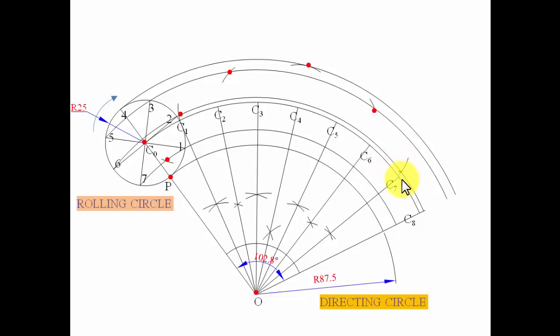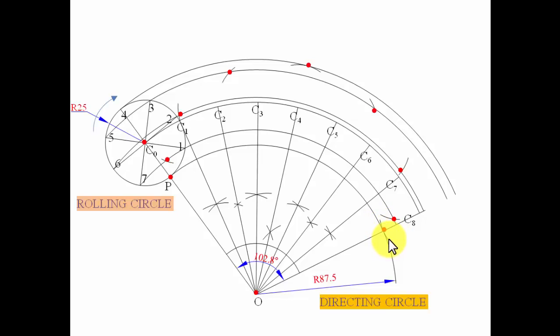That's point P6. Fine. So this is the arc through 7. With C7 as the center, you need to make an arc over here. This is P7, and finally you take C8 as the center. The arc is just going to touch this. And this is going to be point P8.